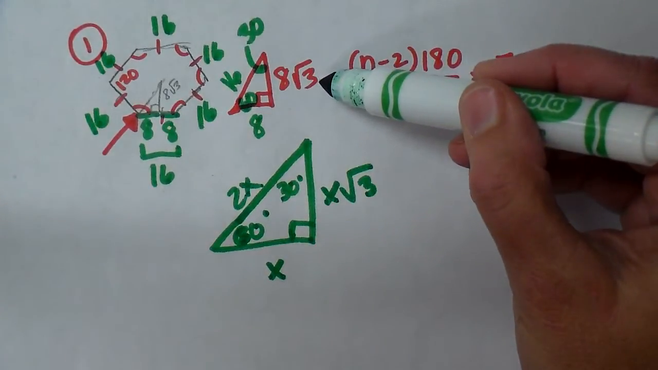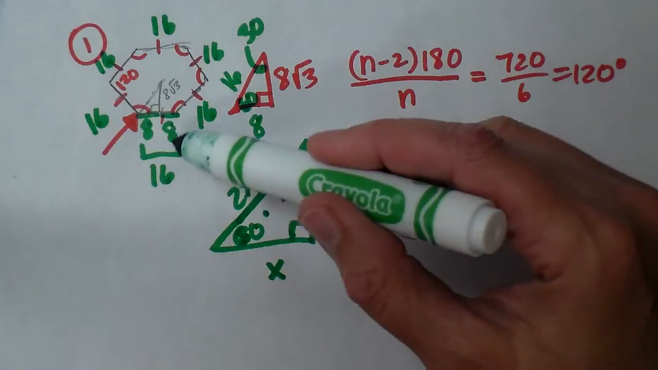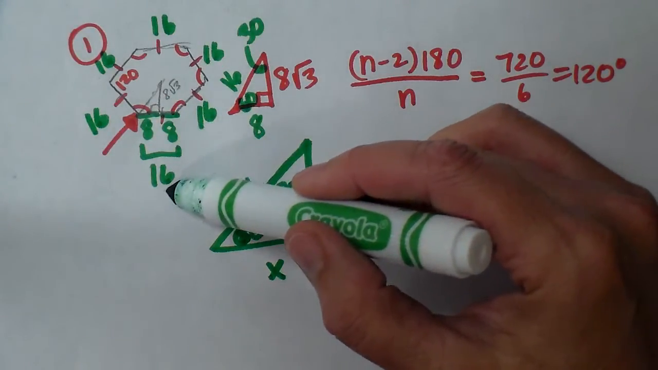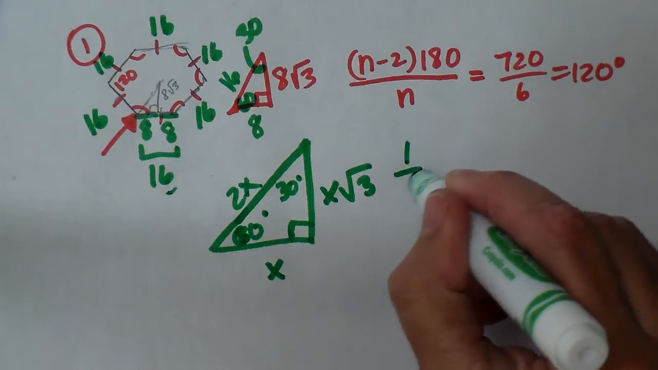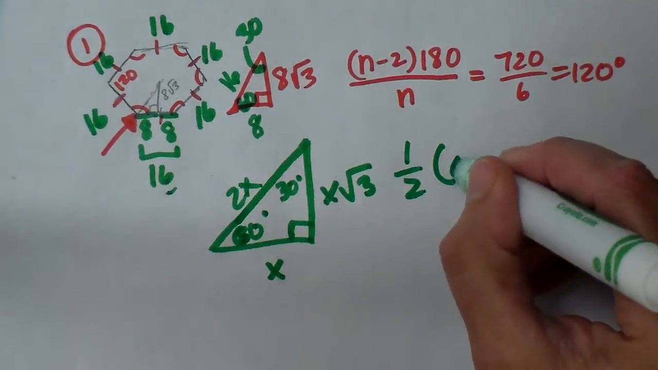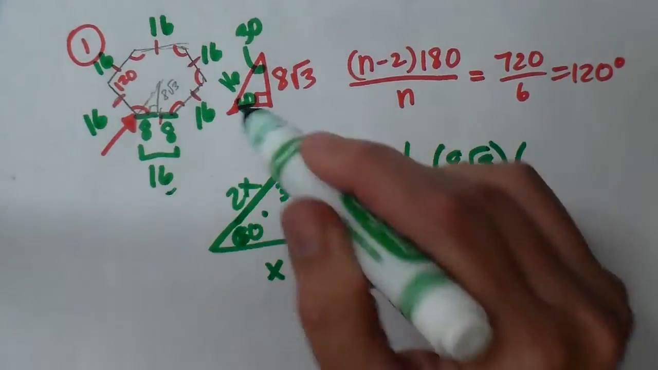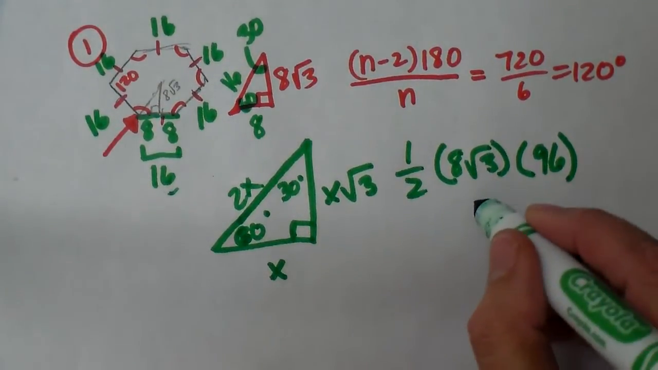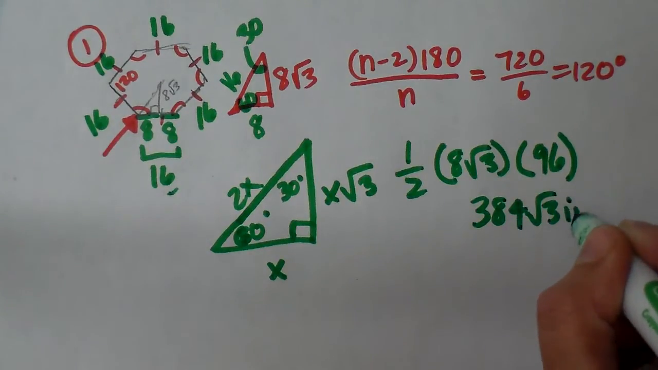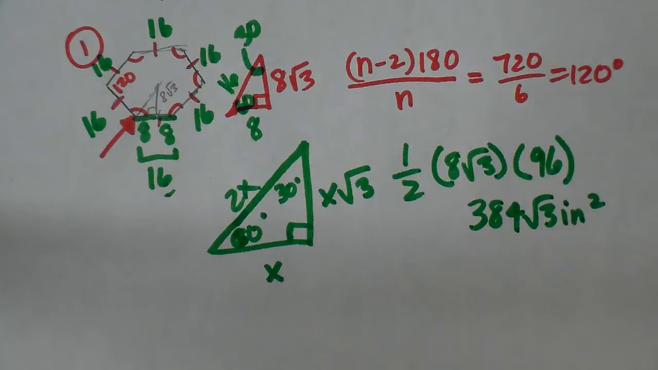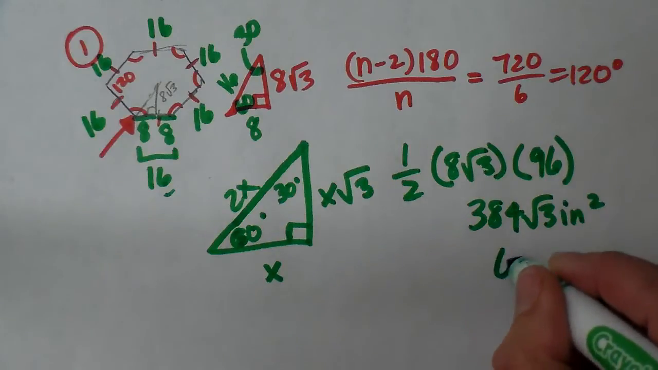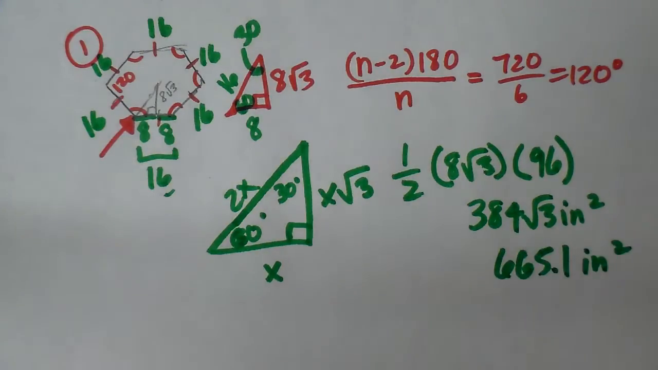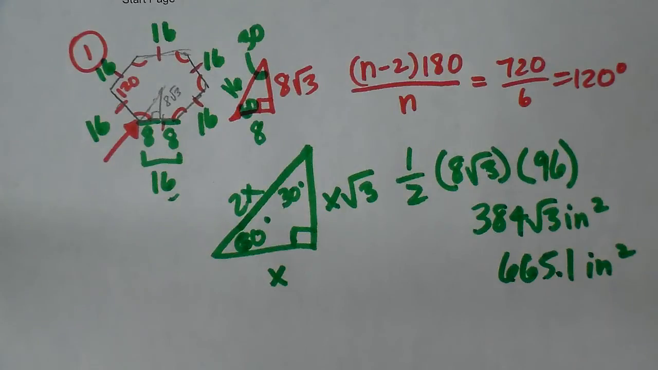Since the side across from the 60 is 8 square root of 3, that means the bottom side is 8, which is half of the side. So when we double it, we get 16. So I would do 1/2 now times my apothem, which is 8 square root of 3, times my perimeter, which if the sides are 16 is 96. And so that in turn would give me 384 square root of 3 inches squared. Or if I wanted to actually do that as a radical, it would be 665.1 inches squared. So you had to use 30, 60, 90s on these. And that's how you did the first one.